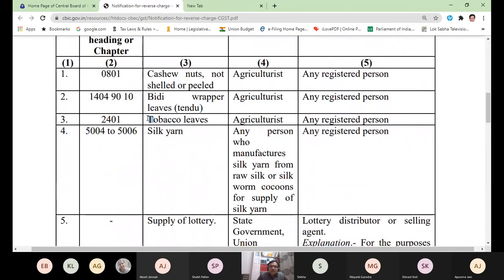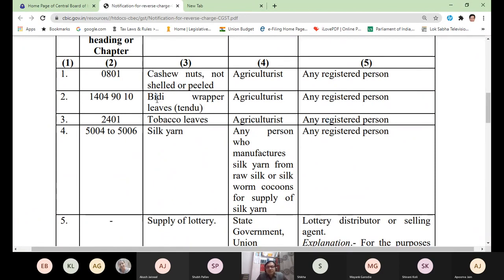You have to learn this, that tobacco leaves, from which tobacco is made. If the supplier is an agriculturist and if any registered person is receiving those leaves, then the registered person has an obligation to pay tax to the government of India.